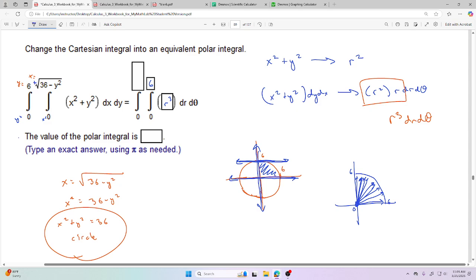Now, we're also wanting theta. Again, this is a theta. We're going from theta equals 0 to theta equals, so yeah, 90 degrees, right? We're going right back to pre-cal again.